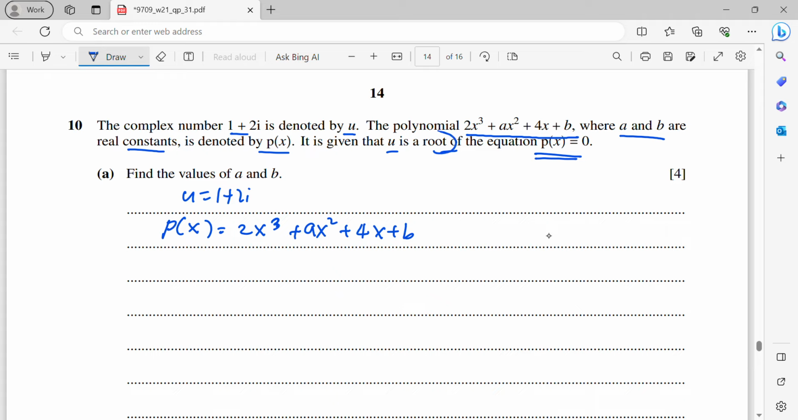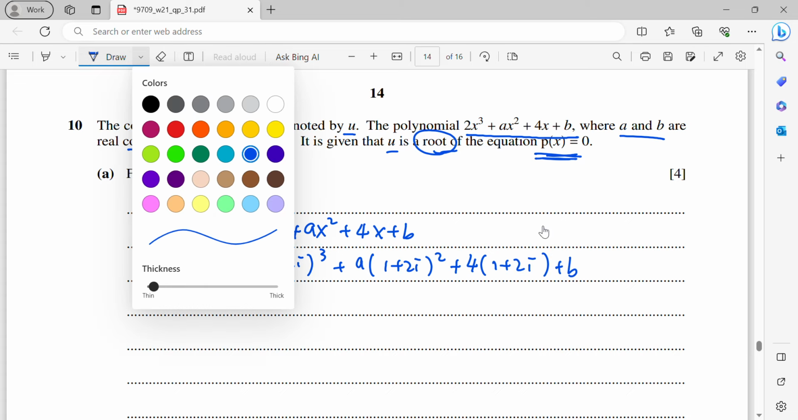Okay, so it's mentioned that u is a root of p(x) = 0, which means now I will replace the x by u, which is 1 plus 2i, and at the same time p(x) will be 0. So 0 equals to, okay, the x will be replaced by u. So it will be (1 plus 2i) cubed, then plus a(1 plus 2i) squared plus 4(1 plus 2i), then plus b.